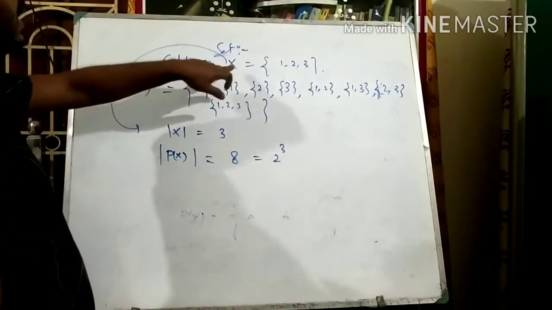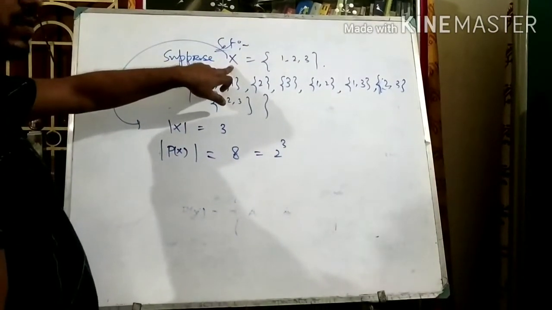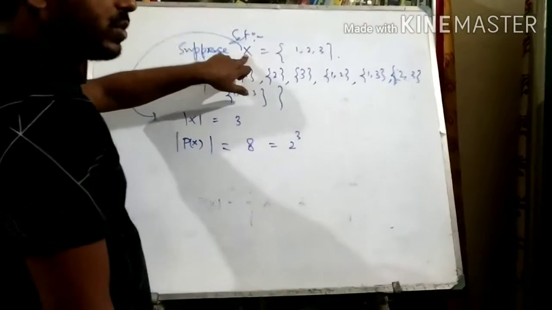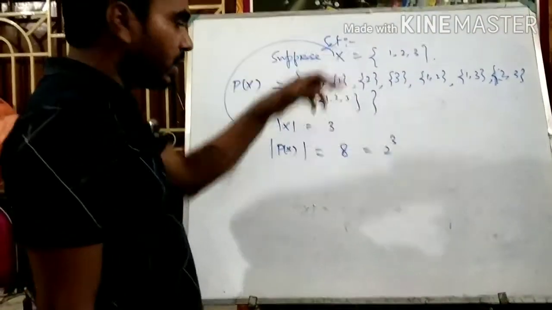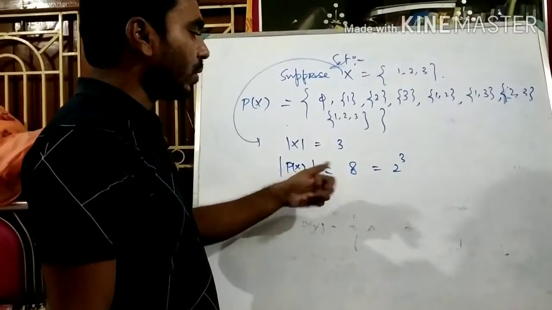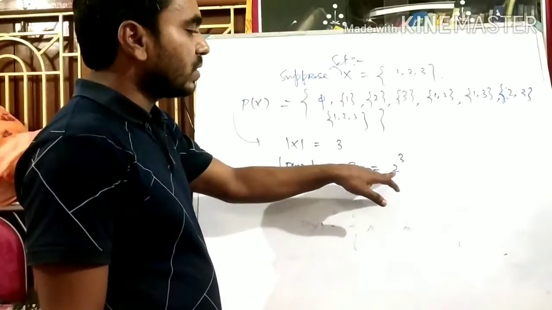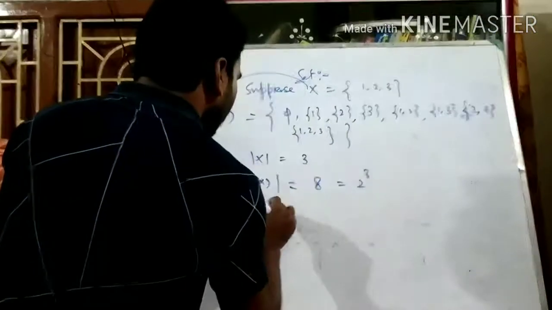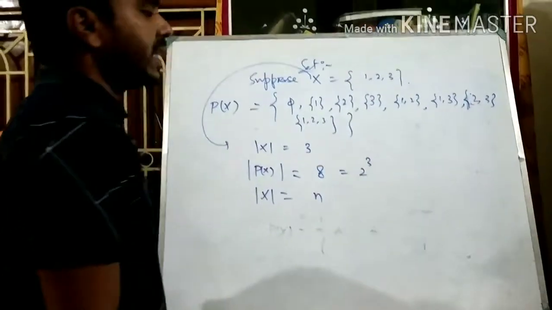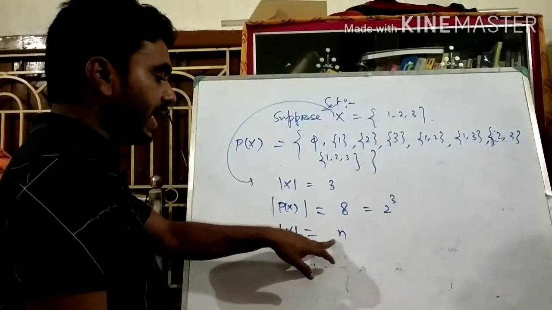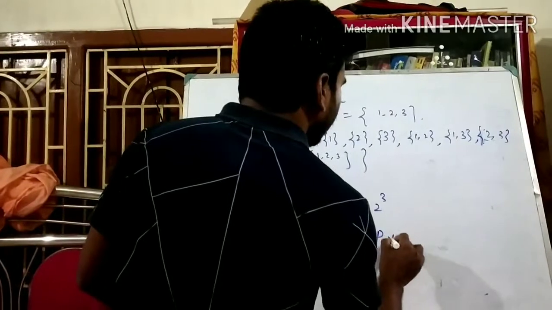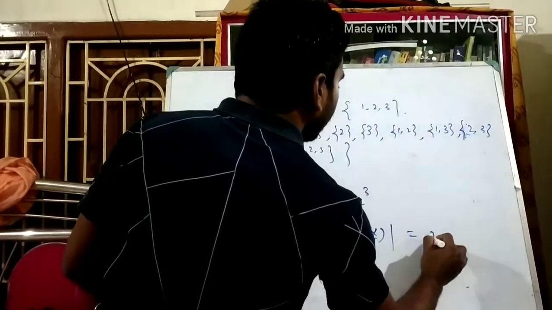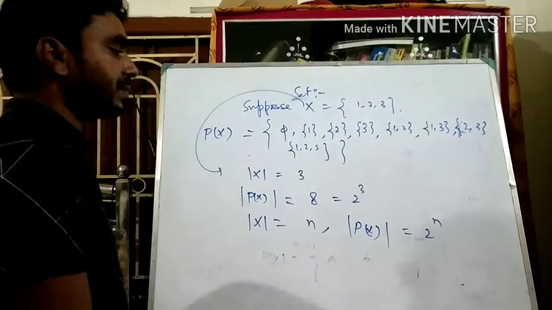Similarly, if we take a set which contains 4 elements, then the corresponding power set will contain 2 to the power 4 elements. And likewise, if the number of elements of a particular set X is n, then the number of elements of the power set of X will be 2 to the power n.